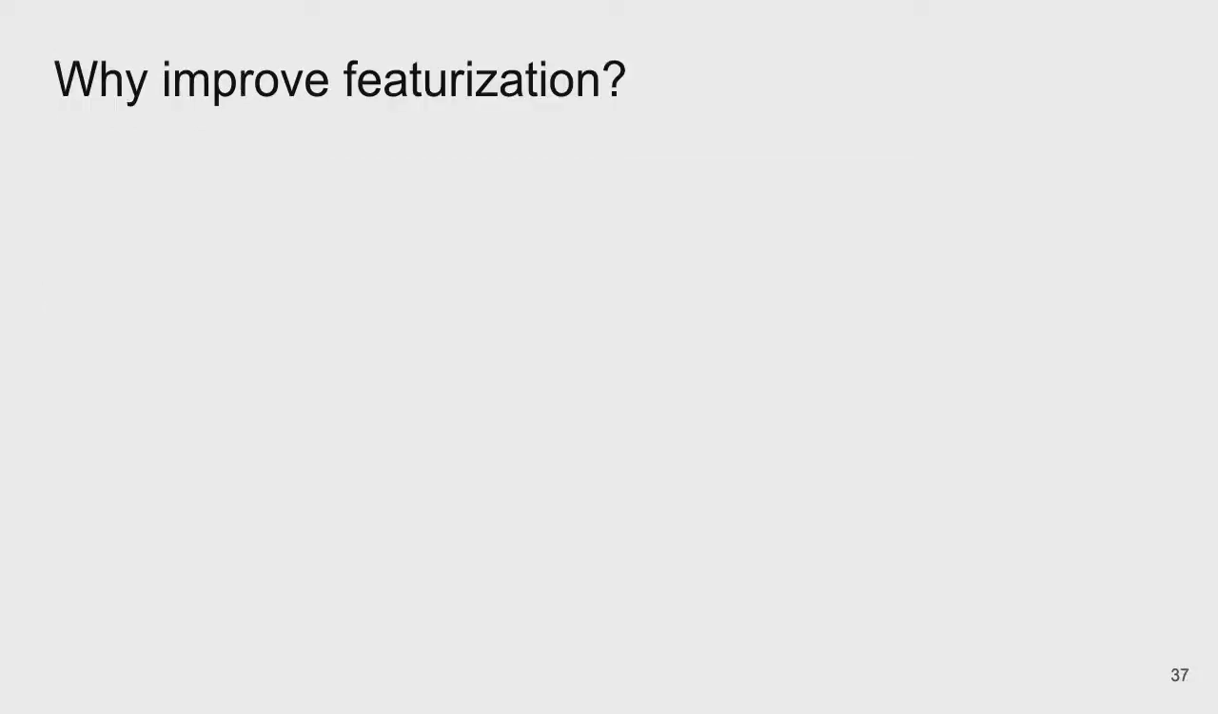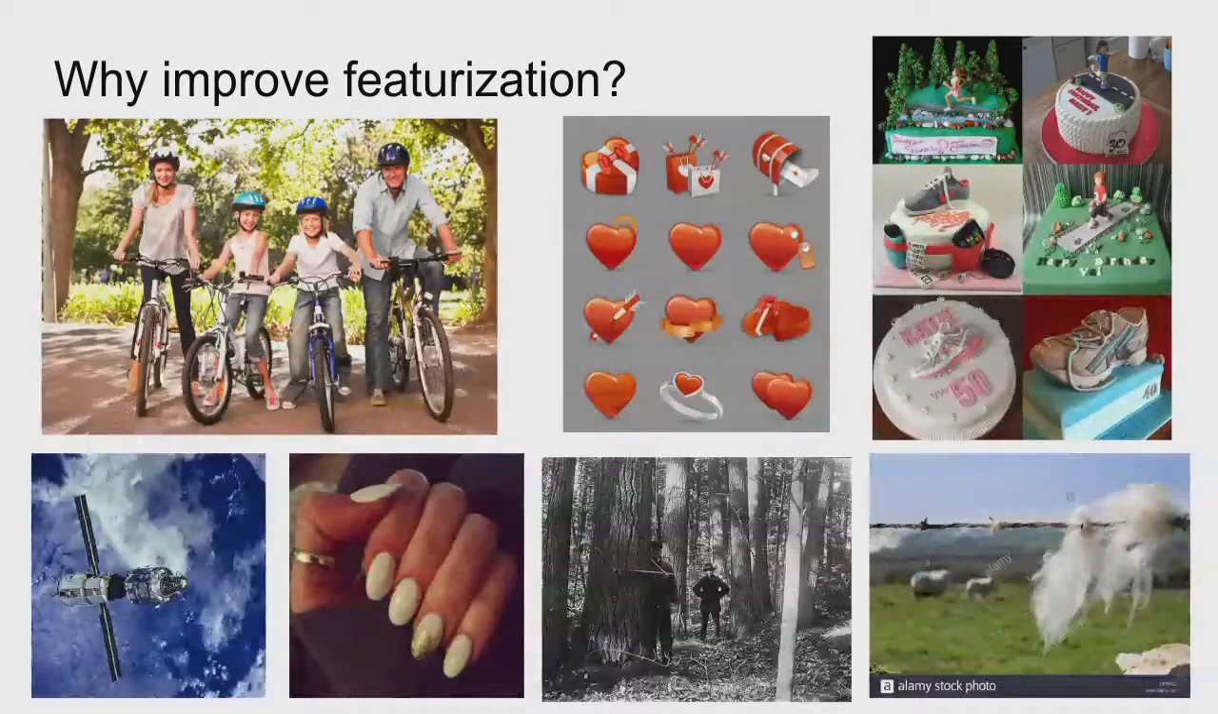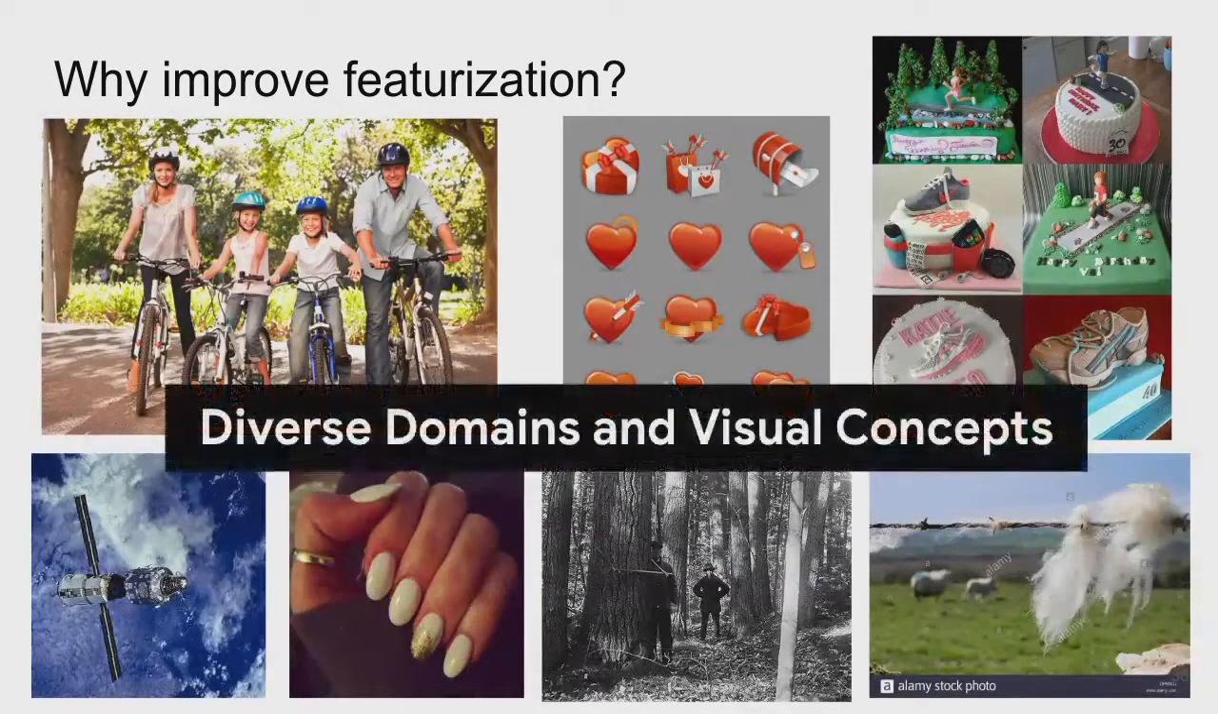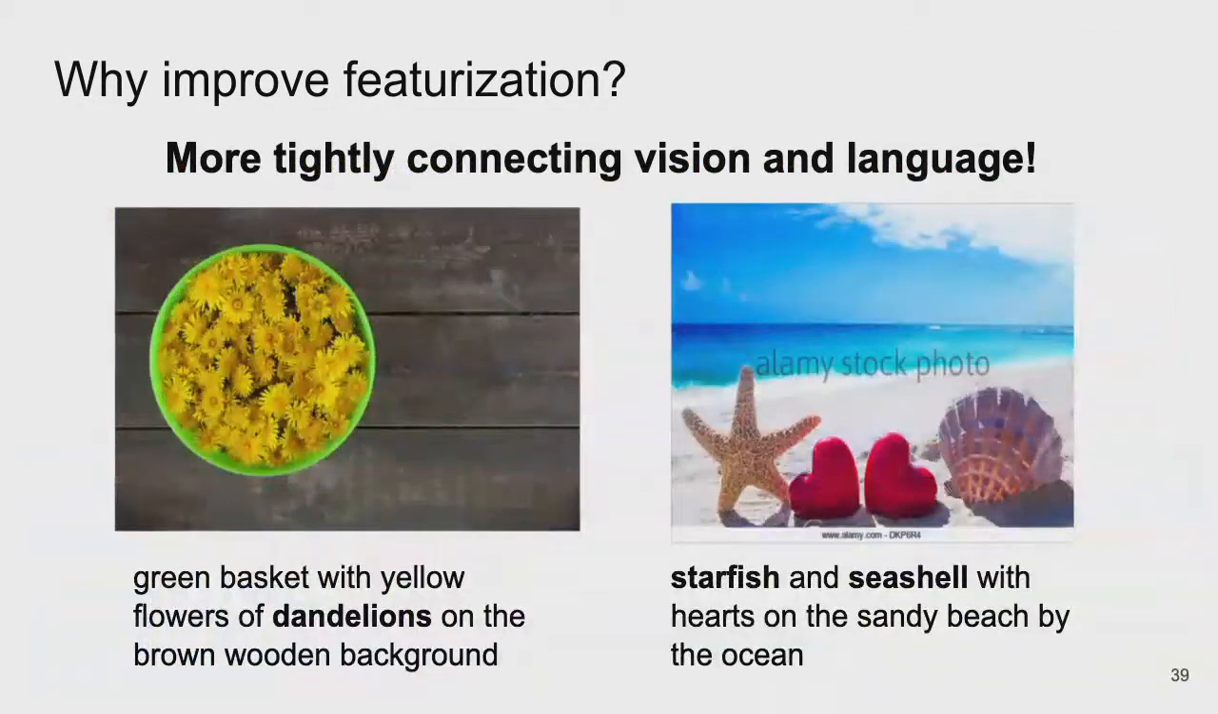Okay, now let's step back a little bit. Why do I want to improve visualizations? Look at these images again, right? Are we prepared? Are we ready to deal with this? There are a lot of diverse domains and visual concepts. Coming back to our goal, we want to tightly connect vision and language, right? Should I be able to say that yellow flower is feminine? Or can I differentiate between starfish and seashell?